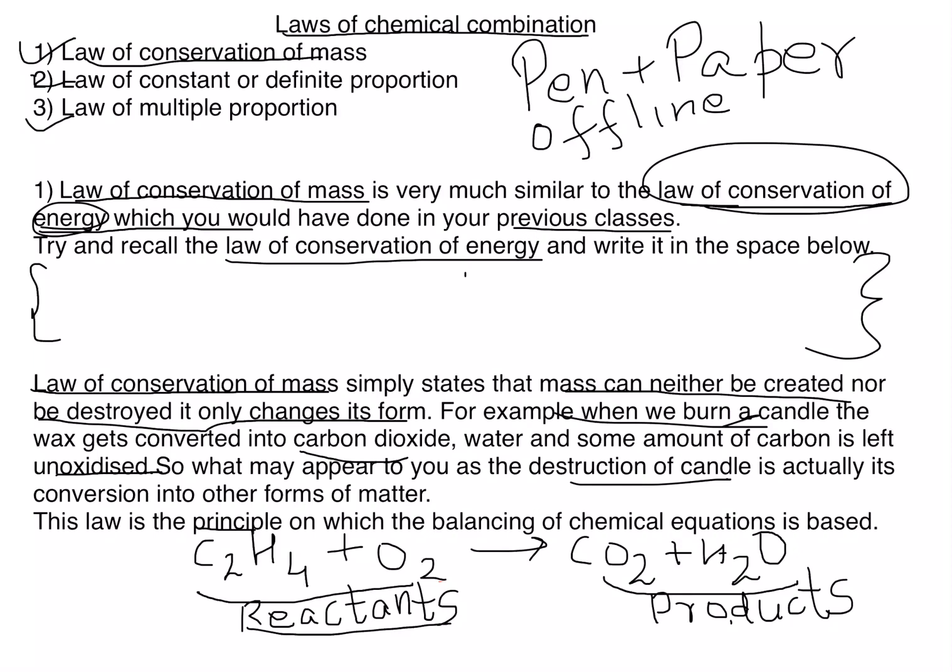So 2 carbon on the left-hand side, so we will make it 2 carbon on the right-hand side. Would you like to do it yourself rather than just watching? Give it a try. Pause the video. Give it a try yourself. Yes. So we will have 2 carbon dioxide, 4 hydrogen, so we will have 2 water. 2 times 2, 4, plus 2, 6. So we will have 3 oxygen.